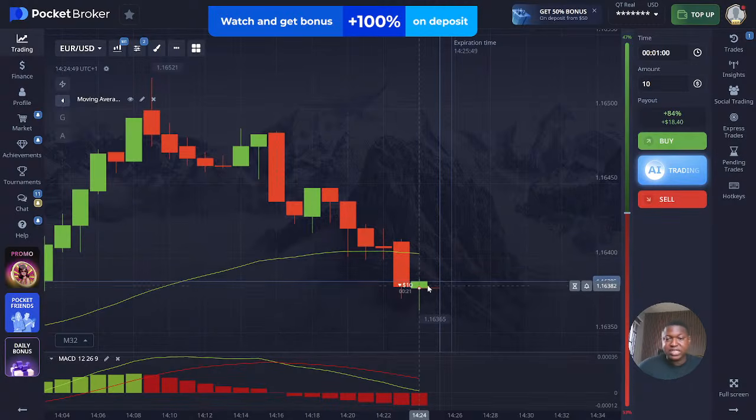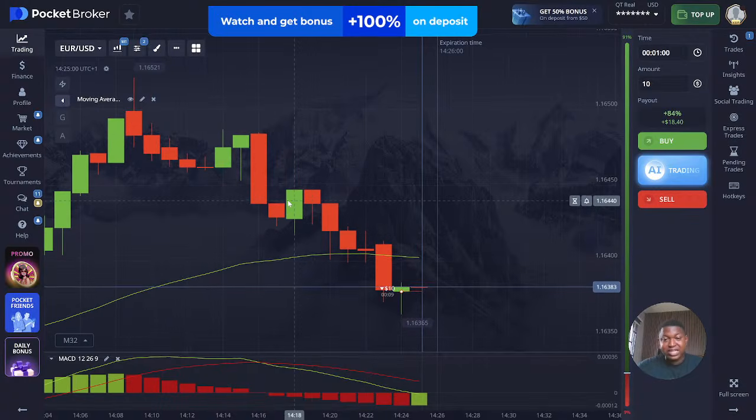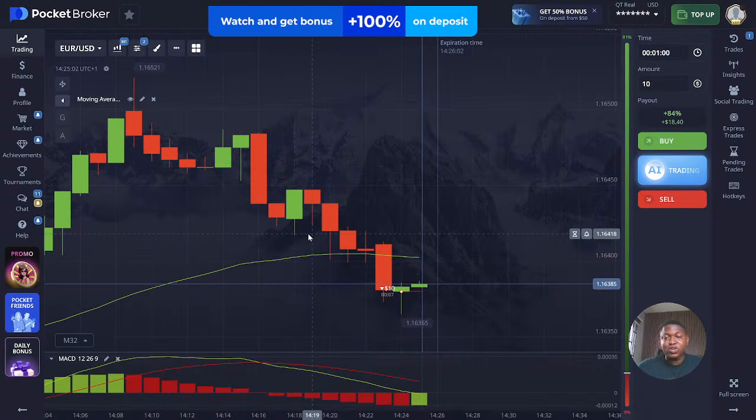But that is not the strategy we are here for. We are here to use the MACD and the EMA, which is kind of a market that doesn't really cross that often. So you have to wait. This strategy is mainly on the waiting side.